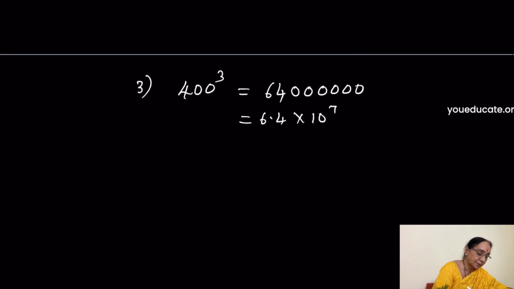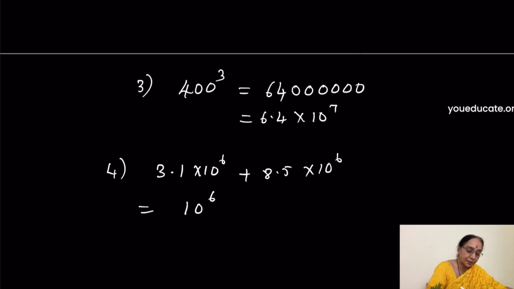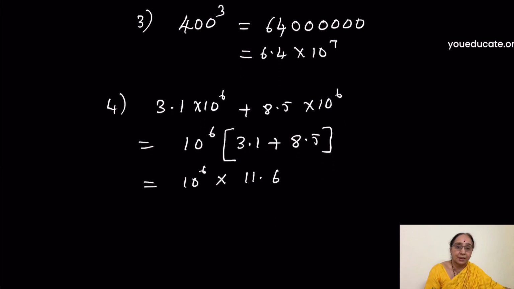Now what about addition? So let's see, 3.1 into 10 to the power of 6 plus 8.5 into 10 to the power of 6. Now here this 10 to the power of 6 is common, so by distributive property you can factor it out, and then you are left with 3.1 plus 8.5. So that will be 10 power 6 times 11.6. But this is not in the standard form. Why not? 11.6 is greater than 10. That number, that A has to be between 1 and 10, remember. So I write this as 10 power 6 into 1.16, so that it lies between 1 and 10 into 10.